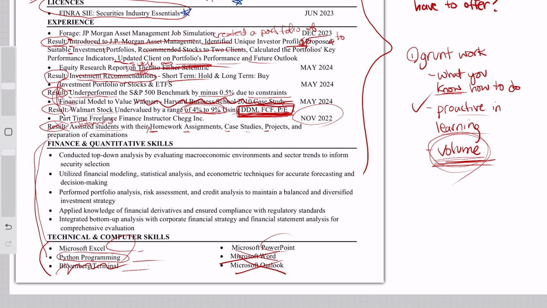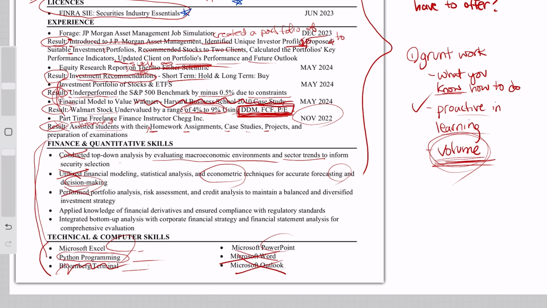Let's see, "conducted top-down analysis by evaluating macroeconomic environments and sector trends to inform security selection." Way too generic. Again, anybody can say this. What does it even mean to evaluate macroeconomic environments and sector trends? But maybe you're a finance grad and you did do a lot of this economic analysis because you're a whiz at it. Then write specifically what that was. Econometric techniques like what? Accurate forecasting of what? Decision making for whom? Who's making the decision here? And don't write utilized and conducted because these are listing out skills as opposed to that you've done it before.